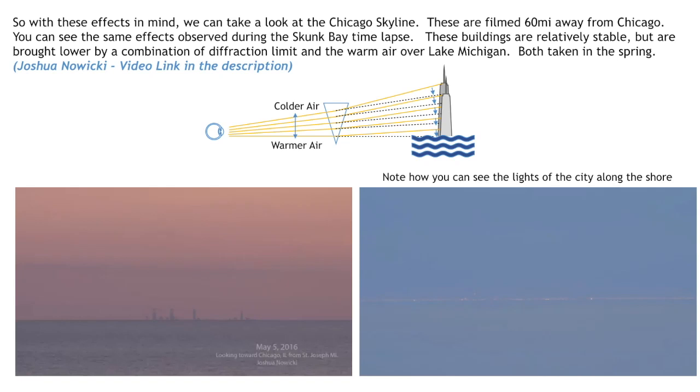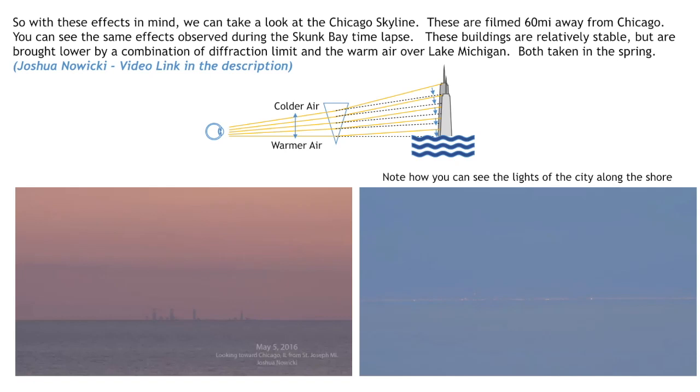So again, with these effects in mind, we can take a look at the Chicago skyline. These are filmed 60 miles away from Chicago. In other words, they're filmed across Chicago from a place called St. Joseph's, typically along on the other side of Lake Michigan, 60 miles away. And you can see the same effects observed during the Skunk Bay time-lapse footage. So these buildings are relatively stable somewhat, but they are brought lower by a combination of diffraction limit and the warm air over Lake Michigan.